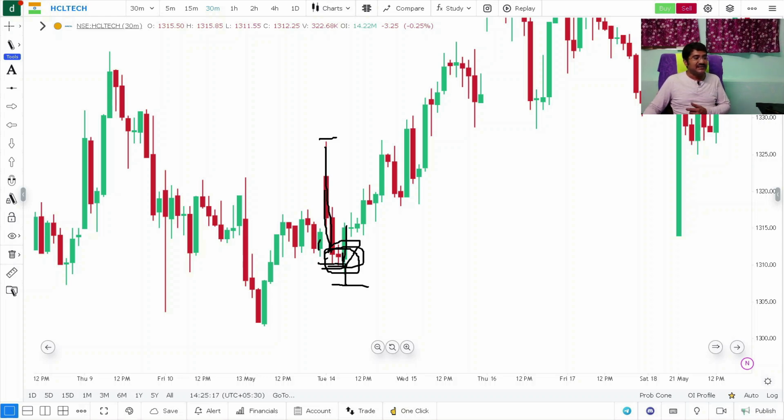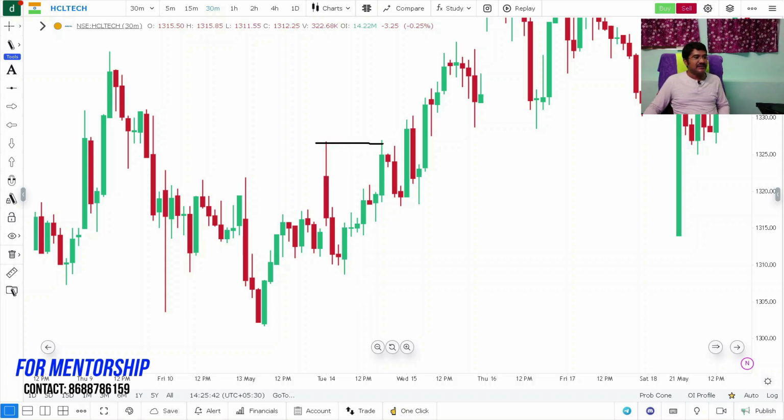So this says that the sellers might be unwinding. And later what happened here is that the price has broken the other side of the first 1 hour range. So this indicates that the sellers, whoever have sold, might have unwound their positions.